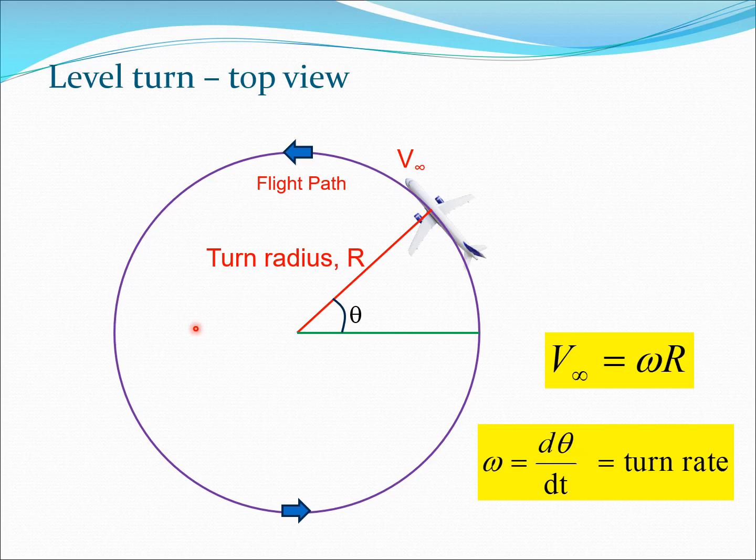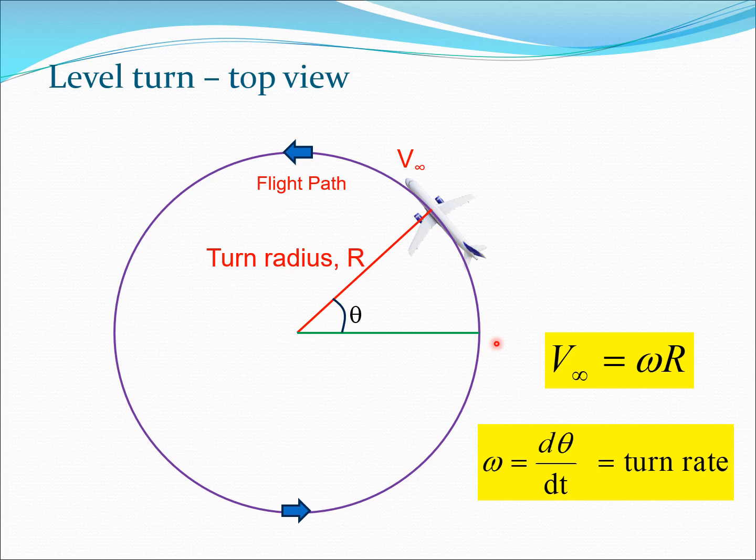Now let's look at the same airplane, but from the top. This is the top view of the airplane. The airplane is going around the flight path like this. This is a typical turning flight as viewed from the top. Now you can see the turn radius r, and this aircraft has a velocity v, and there is an angle theta with respect to the horizontal.